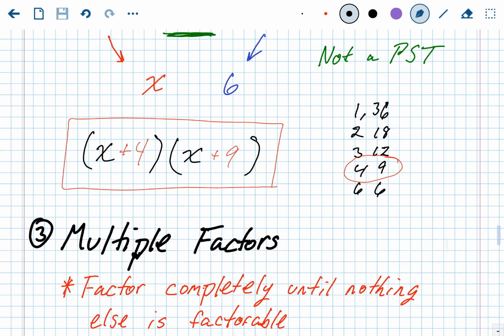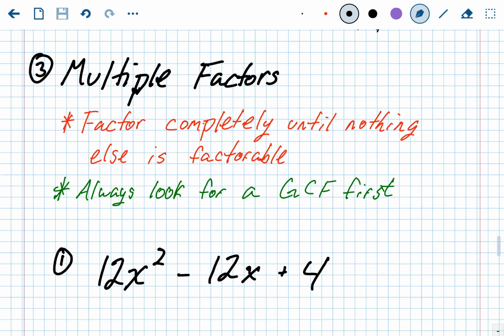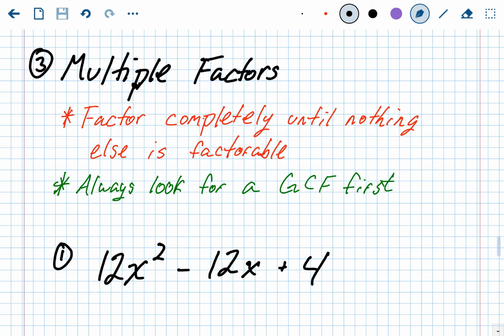All right, and then the last thing we're going to talk about is multiple factors. When we're factoring a problem, a lot of times the directions will say factor completely. Factoring completely means you keep factoring until nothing else is factorable. So you factor until you can't factor anymore. And one hint for a lot of these is to always look for a greatest common factor. The greatest common factor is kind of step 0. It's what you want to look for before you start any factoring problem.